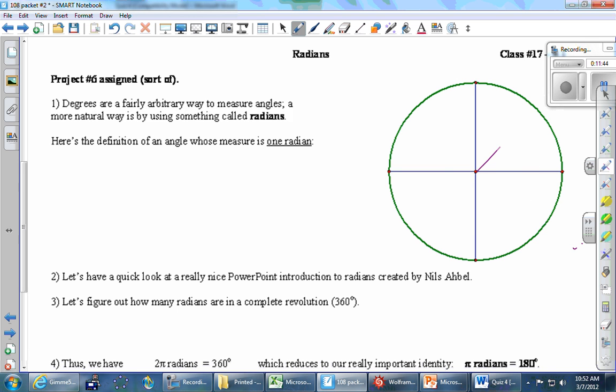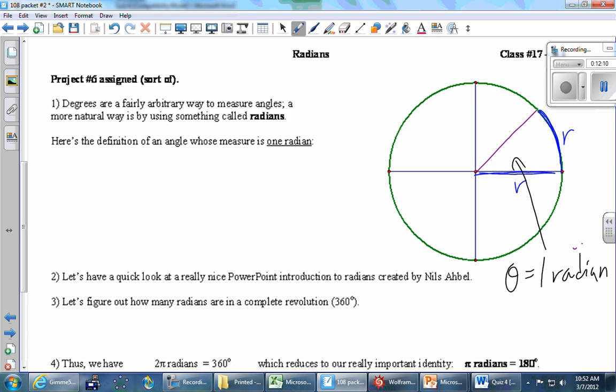If I were to draw, and I'm just going to eyeball it here, would you buy that if I were to put a piece of string on there and straighten it out, it would be something close to the length of that, someplace around there? So if this is r and the length of the arc is r, then that angle right in there is 1 radian. An angle of measure 1 radian is exactly the angle that makes the radius of the circle identical to the length of the arc that gets cut out.